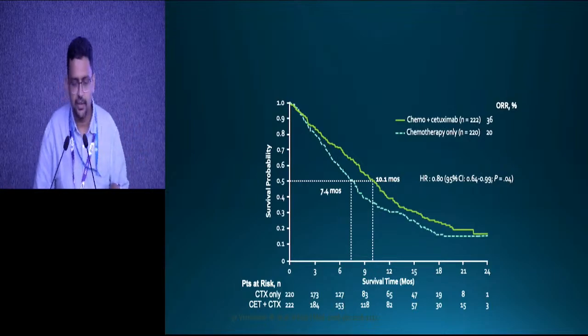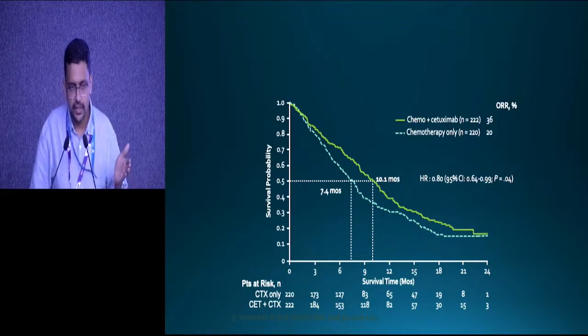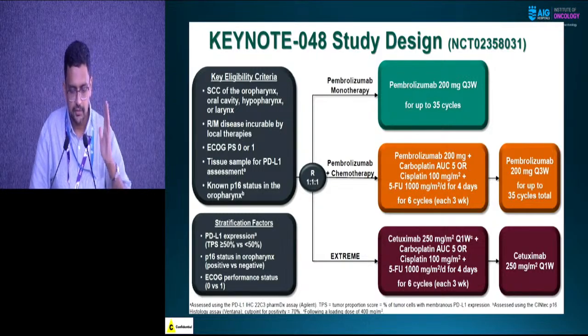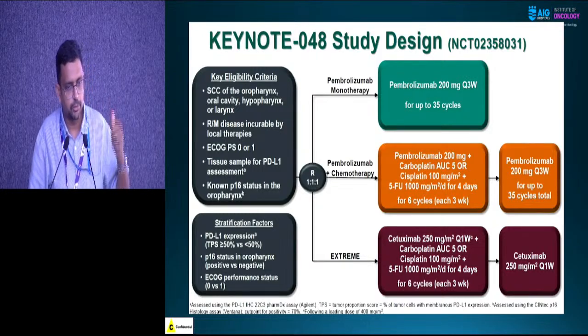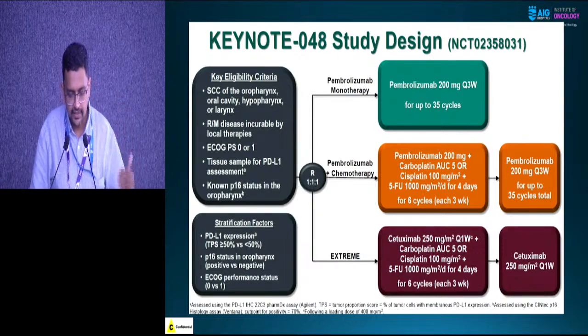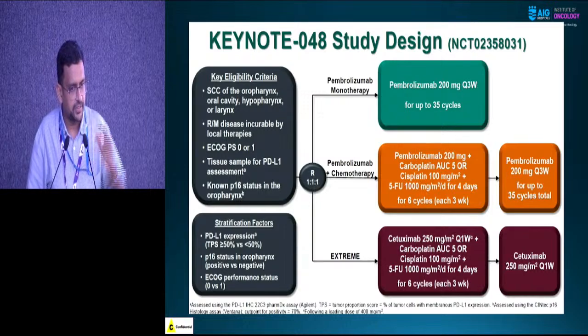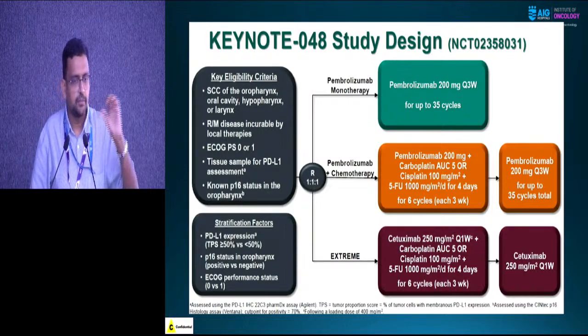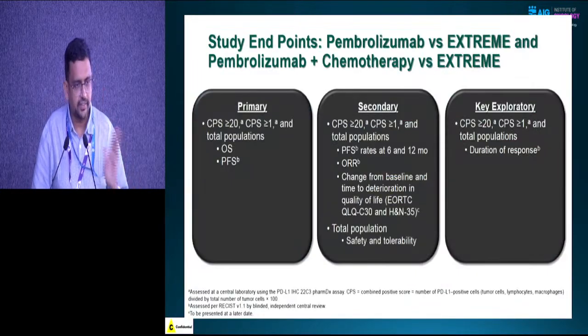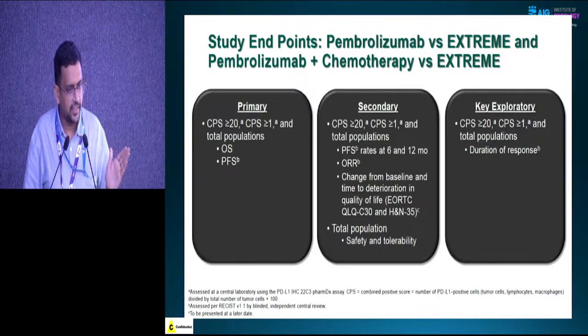Then came in 2021 the first line trial of Keynote 048, the phase 3 study of first line pembrolizumab, and it was basically a trial with 3 arms. You had pembrolizumab monotherapy, pembrolizumab with chemotherapy, and then cetuximab with chemotherapy. So remember, EXTREME versus pembro with similar chemo and pembro monotherapy with stratification, and one of the most complicated, annoying and irritating studies to analyze because of this.